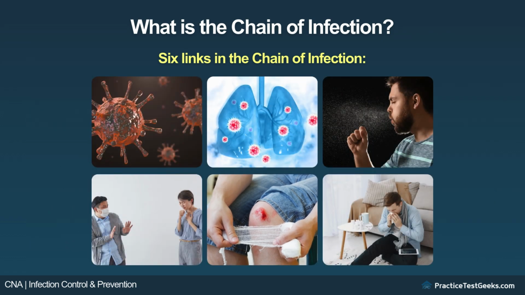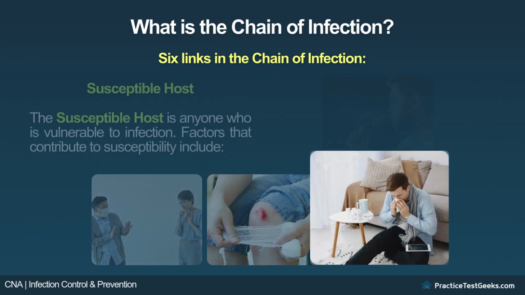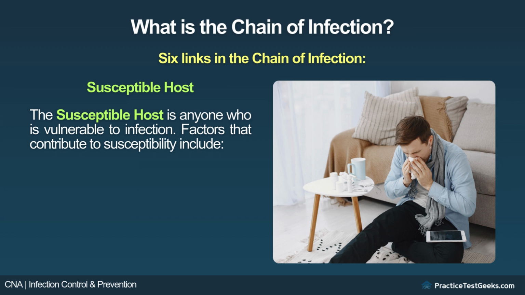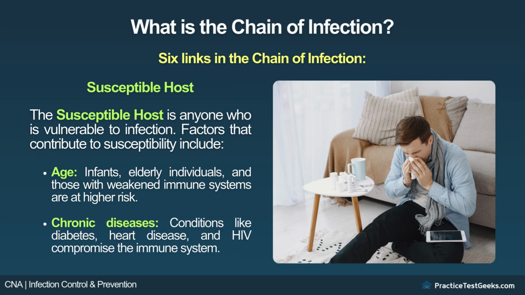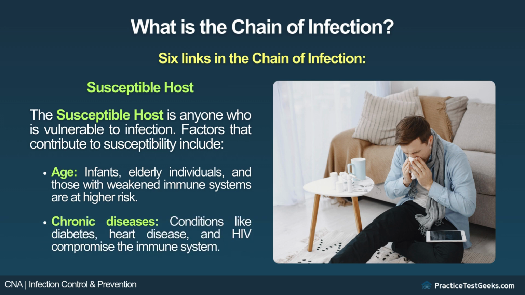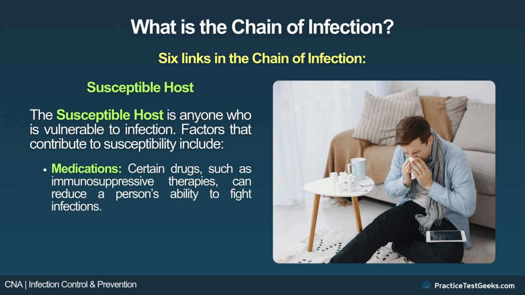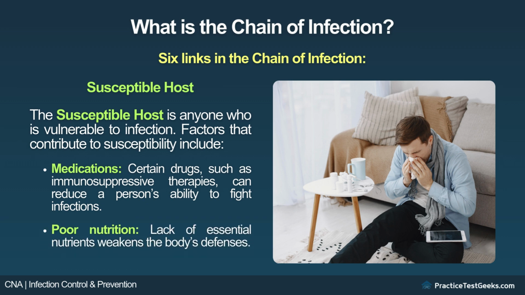Finally, let's examine the last link in the chain, the susceptible host. The susceptible host represents the individual who is at risk of developing an infection. Certain groups are more vulnerable, including infants, older adults, and those with weakened immune systems. Chronic diseases such as diabetes or heart conditions increase susceptibility, as do medications that suppress immunity. Poor nutrition also makes it harder for the body to defend itself against pathogens.